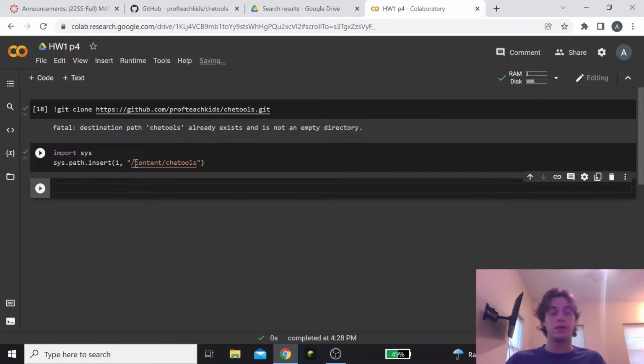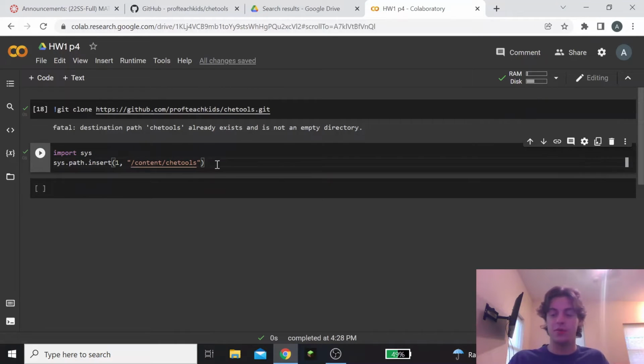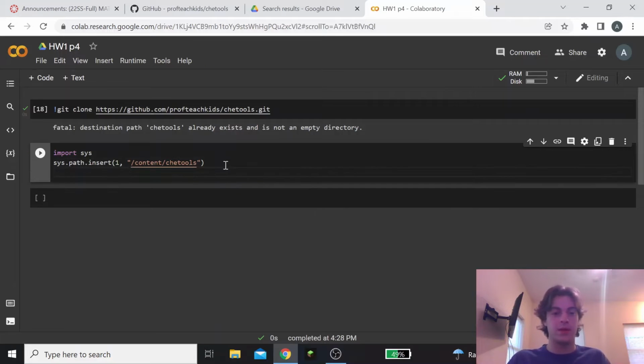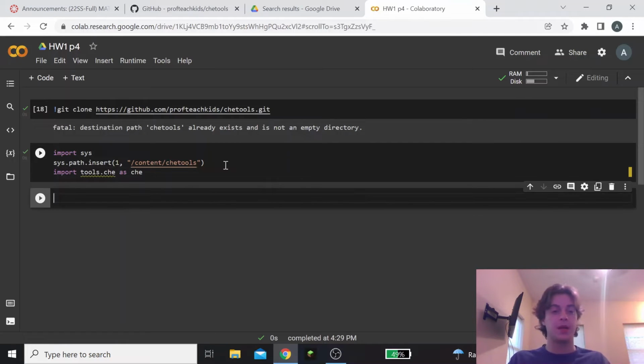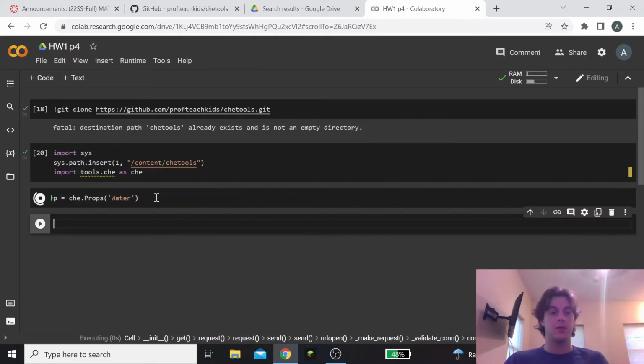So how we're going to use this is, first we have to import it before we can use it. So after this, we'll import tools. We'll import it as CHE. And now we can use it. So we'll use CHE.props to get the properties of water, and we will set this set of properties to our variable p. Call that properties. And we'll go ahead and run that.